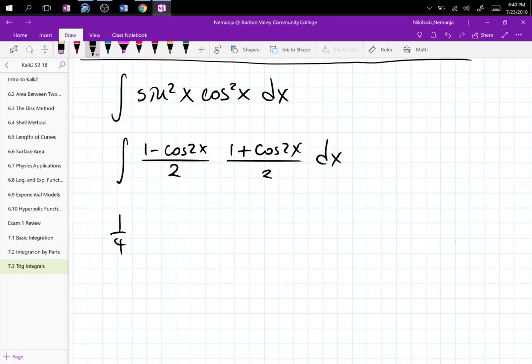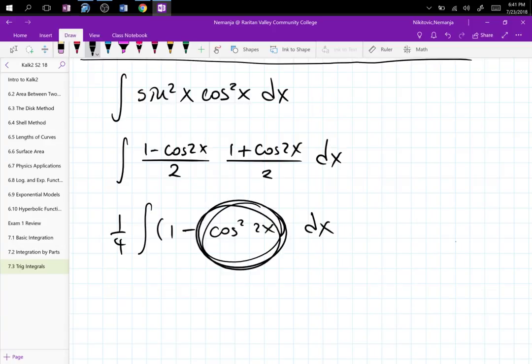We kick 1/4 outside, and we FOIL what's left. 1 times 1 is 1, and then minus and plus cancel, so that's gone, and then we have minus cosine squared 2x dx. So half times half gives us 1/4 outside, and it's a difference of squares, backwards. So you just put 1 and then minus cosine squared.